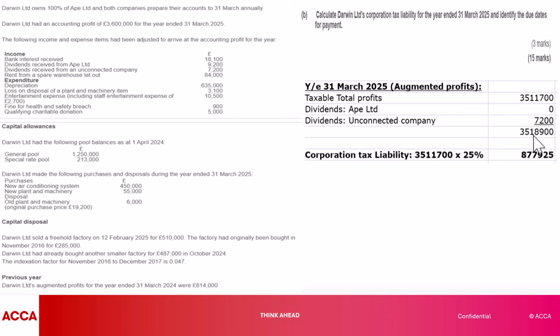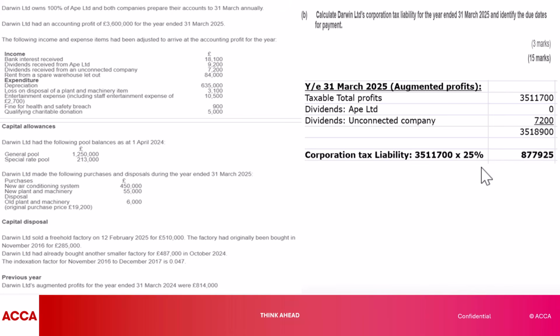Now, I want you to note, when we're getting the liability, we don't compute on the augmented profits. We compute on the taxable total profits. The reason why it's called taxable is because you're able to tax. So I have 3,511,700. I multiply by 25%.